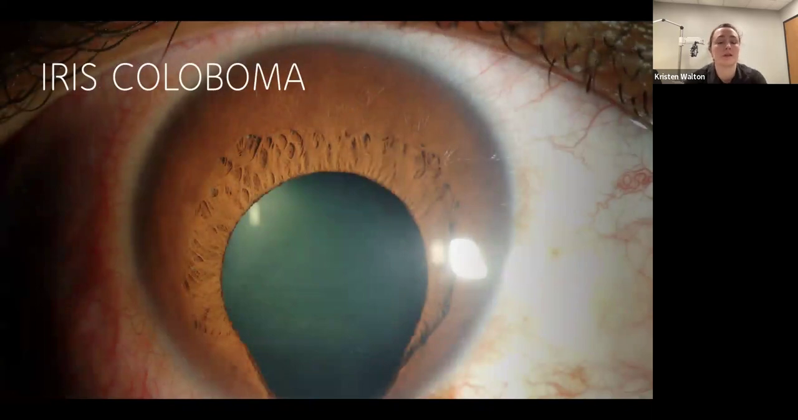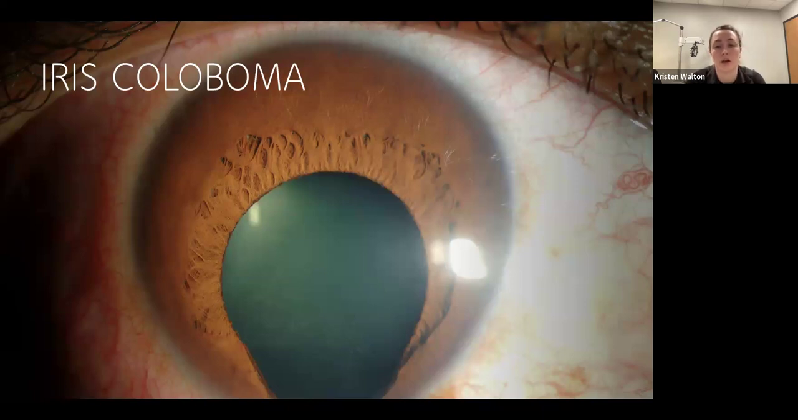Iris colobomas. These are pretty rare. I've only seen a few, and they can actually affect any part of the eye. These are also known as keyhole pupils, where the inferior nasal portion of the iris hasn't formed. It's a congenital defect. It's an incomplete closure of the optic fissure. I think it's usually around the 5th week of gestation.